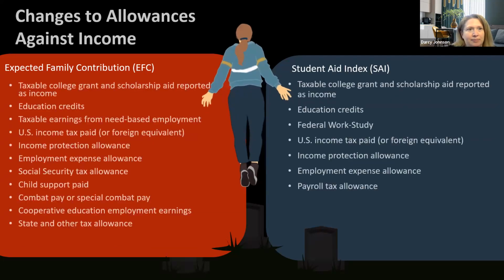Next slide, please. All right, so there are also changes to the allowances against income. So you will see, again, there are fewer items that are used in those allowances in the Student Aid Index formula. Notable is this third bullet point for EFC, the taxable earnings from need-based employment. Now it's just looking at the need-based earnings from federal work study. And then moving to the next slide.